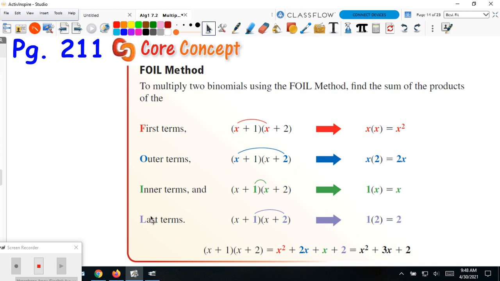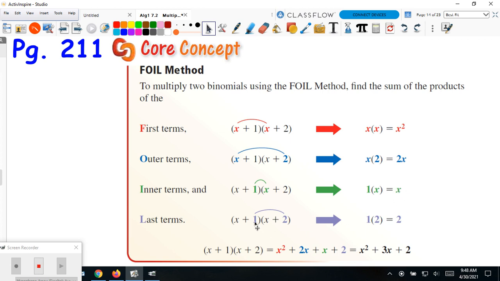First, outer, inner, last. So you're going to multiply the first terms in the parentheses. That's the x and the x, getting x squared. Then you'd multiply the outer terms in the parentheses. That's the x and the 2, giving you 2x. You multiply the inner terms in the parentheses. That's going to give you a 1x, or just x.